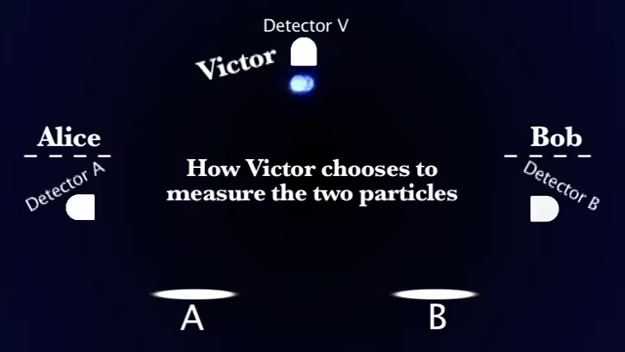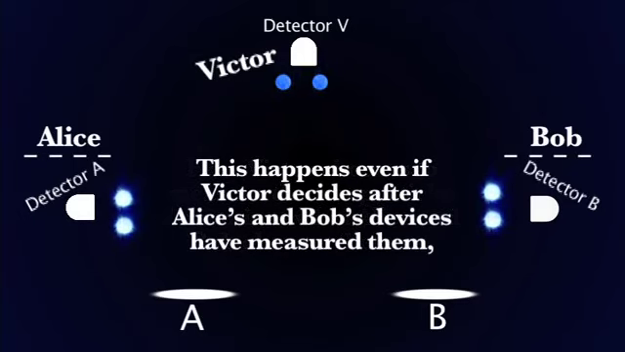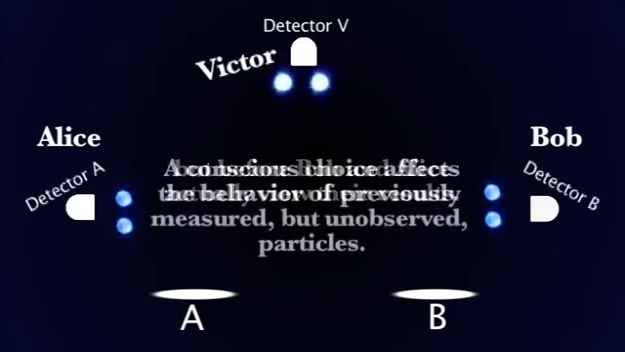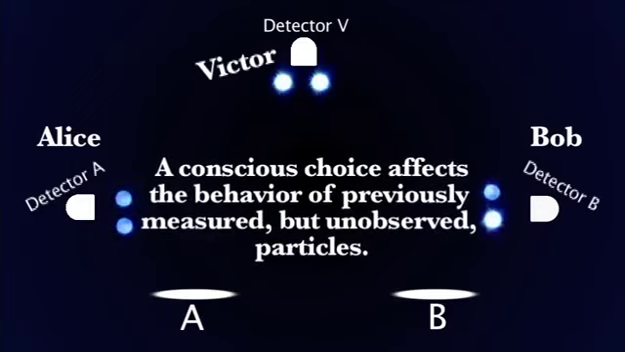How Victor chooses to measure the two particles determines what Alice and Bob see their entangled photon as. This happens even if Victor decides after Alice's and Bob's devices have measured them, but before Bob and Alice actually view the results. Therefore, a conscious choice affects the behavior of previously measured but unobserved particles.